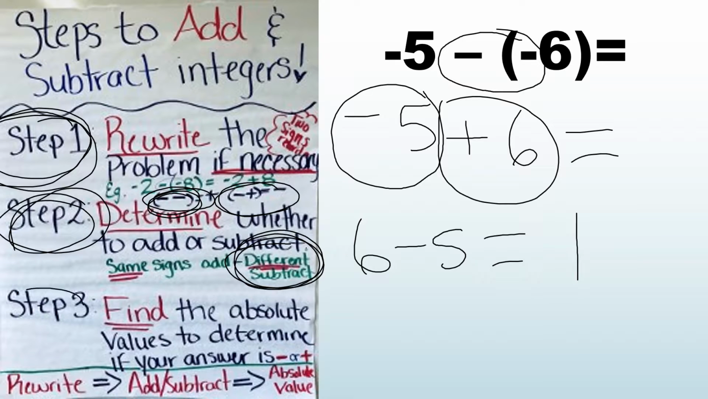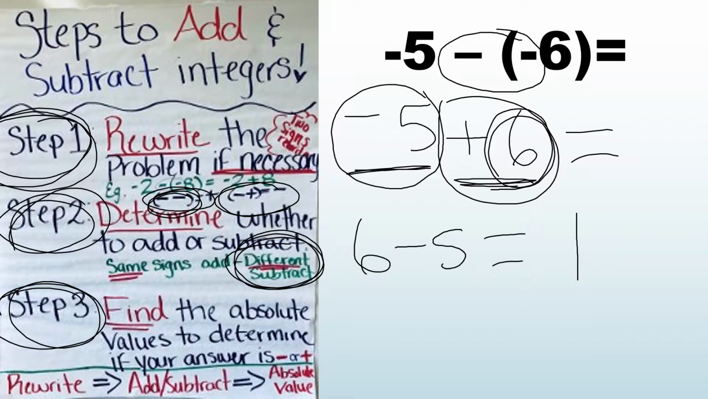Now the last step, step 3, is to find the absolute value to determine if your answer is positive or negative. I know the absolute value of 6 is 6. Absolute value of -5 is 5. So obviously I know 6 is bigger than 5. So your answer will take the sign of the number with the greatest absolute value. So your answer is +1.